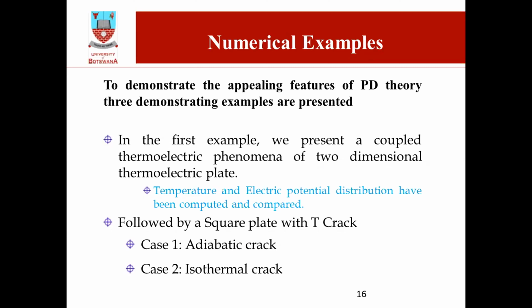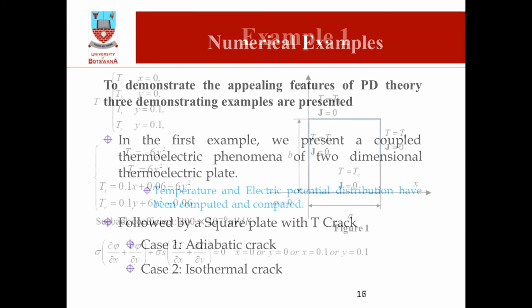So the above equations are solved. I'm going to demonstrate two or three examples to show. In the first example, the temperature and the electric potential distribution using peridynamic theory in case of a 2-dimensional plate. Followed by that, I'm going to present discontinuities in case of adiabatic and isothermal cracks.